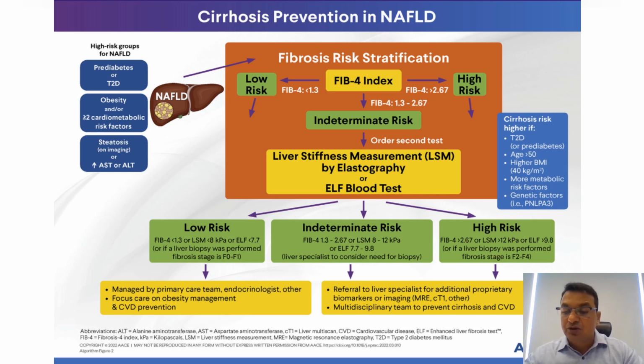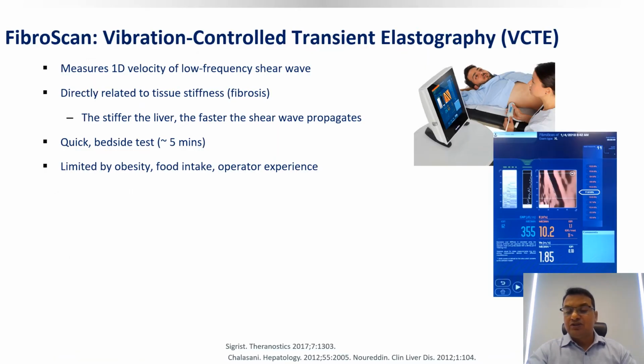If the patient falls into indeterminate risk, ask the patient to go for further evaluation by non-invasive imaging technology like transient elastography. Now, what is transient elastography? The most commonly used technology in today's clinical practice is vibration controlled transient elastography, VCTE. This is the technology used by one machine which is commonly available in today's scenario, that is FibroScan.